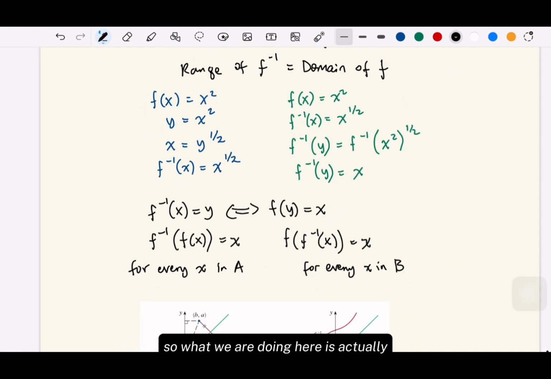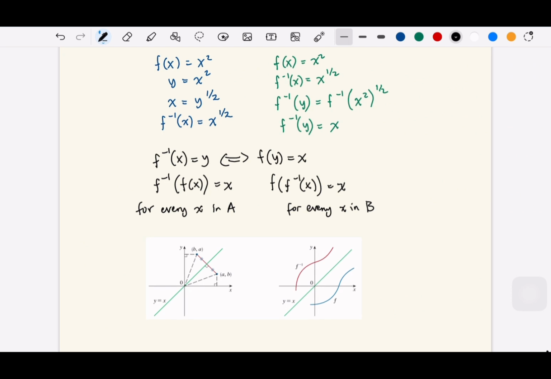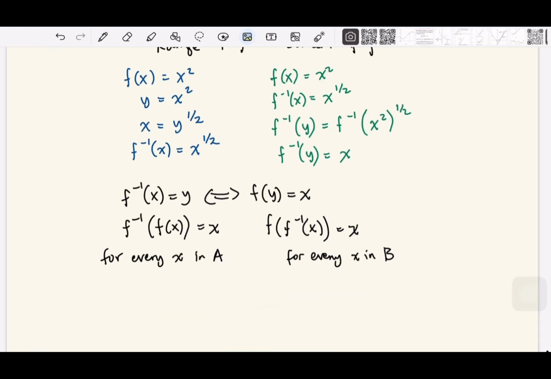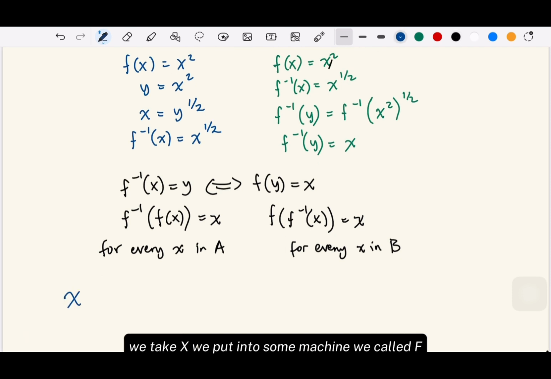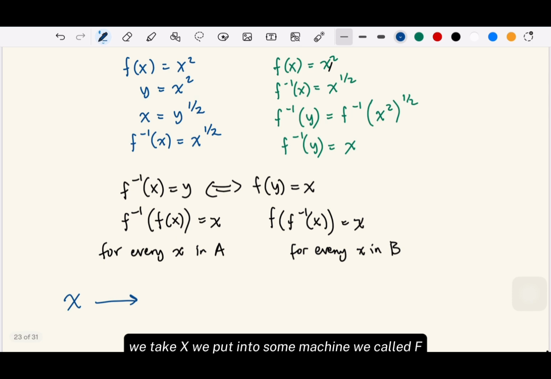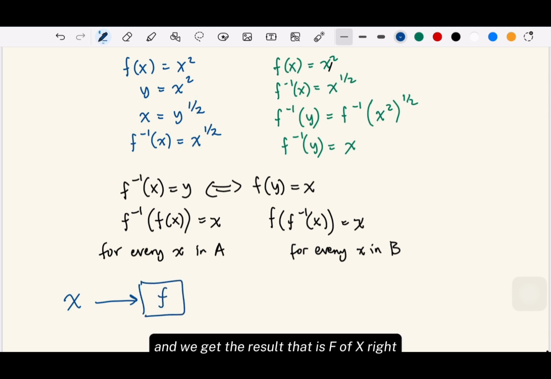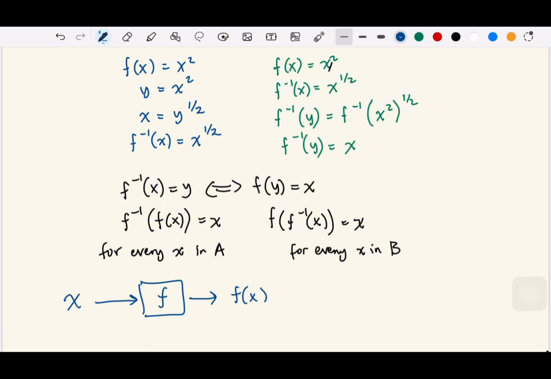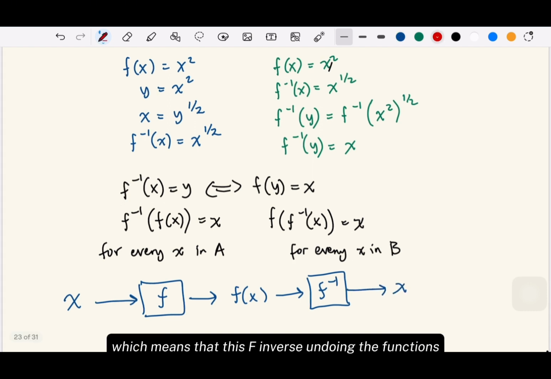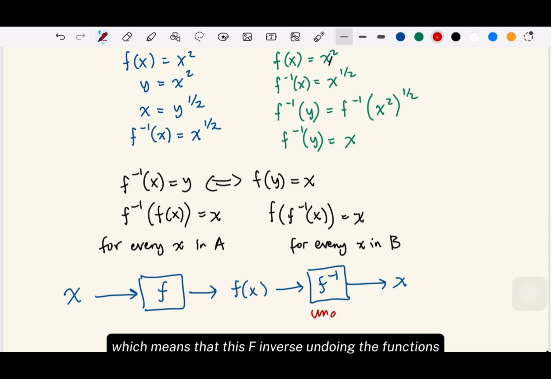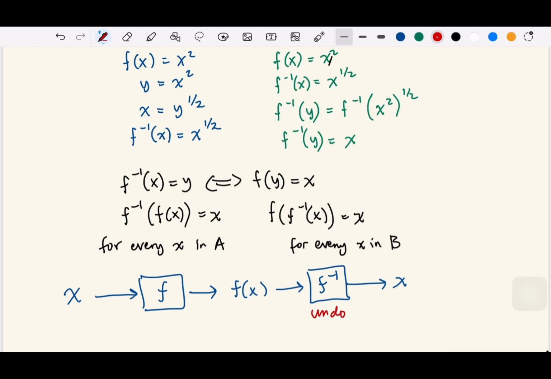So what we are doing here is actually, let me just give you a description. We start with x. We take x and put it into some machine we call f. And we get the result that is f of x, right? And then we take the f of x into the machine called the inverse. What happens is we get x again. Which means that f inverse is undoing the function.